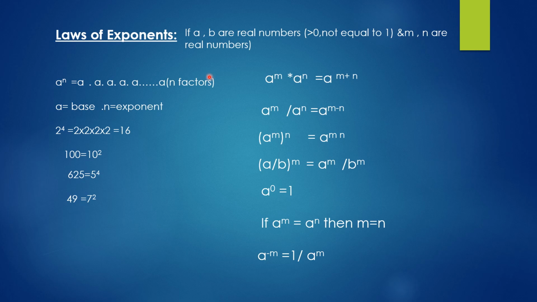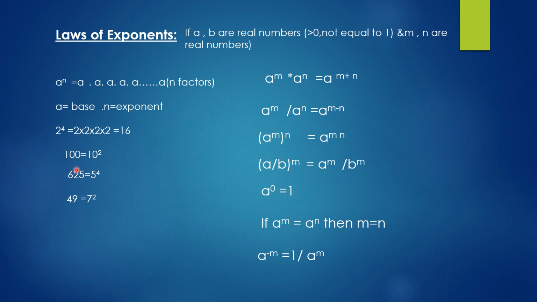In your lower classes, you studied that addition and subtraction are the inverse of each other, and multiplication and division are the inverses of each other. Next, you also studied that a to the power of n means a is multiplied n times, a into a into a, n factors. Here a is called the base and n is known as the exponent. Observe 2 to the power of 4: 2 into 2 into 2 into 2, four times. So when you multiply 2 four times, you will get 16.